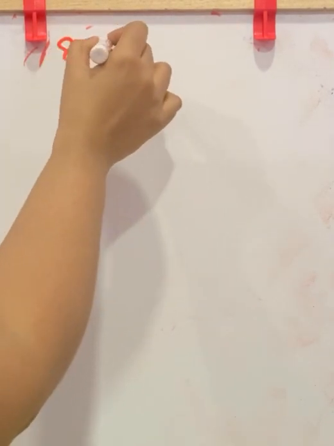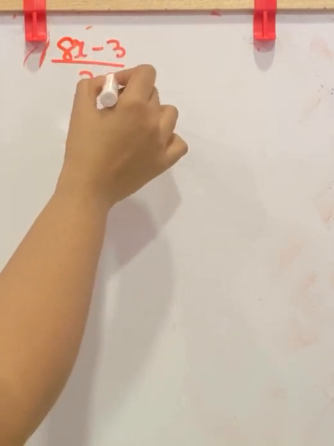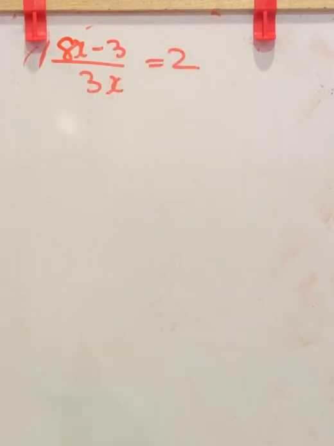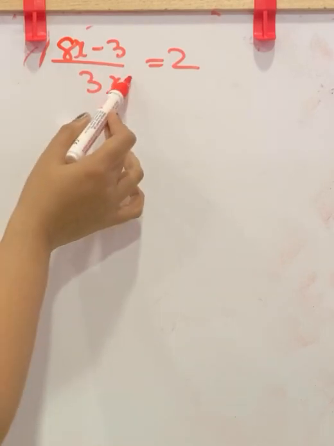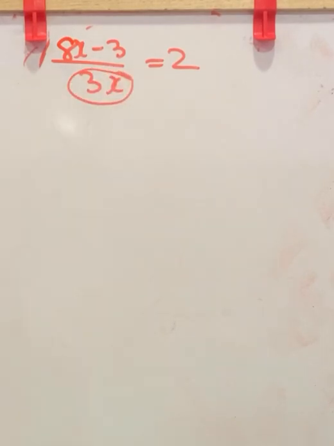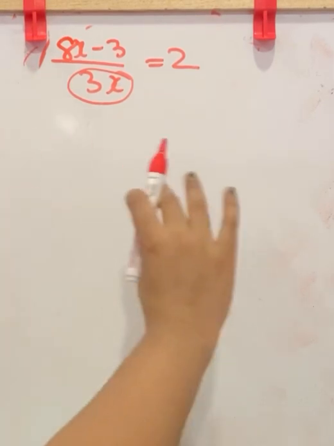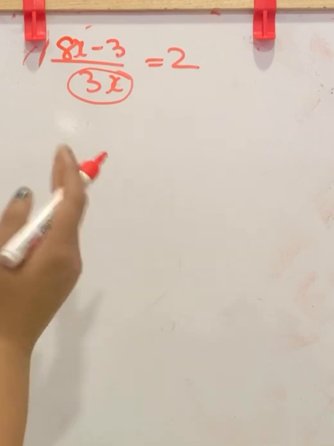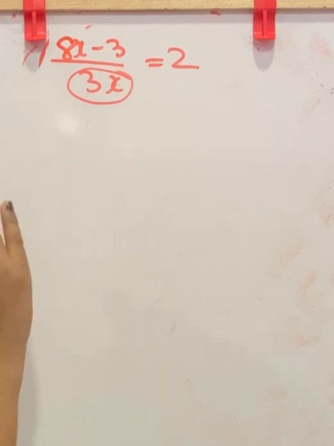First question is (8x minus 3) by 3x is equal to 2. This is not a linear equation because we can see the x term in the denominator. If it is a linear equation, then all the x variables will be in the numerator. Coefficients may or may not be fractions. It is not an issue here.